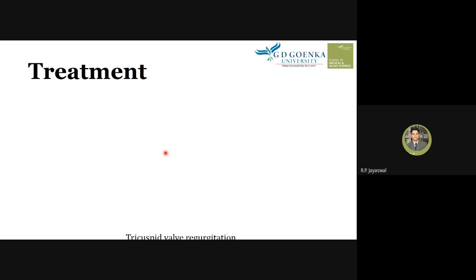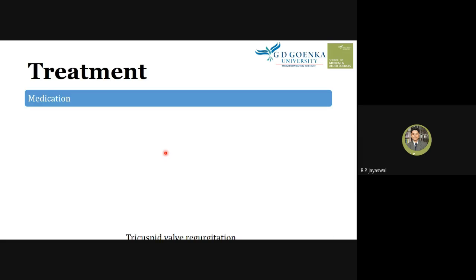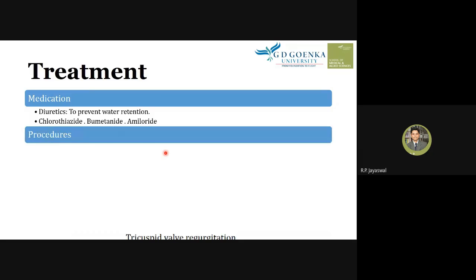What are the suggested treatments for this regurgitation? Medication can be one of the first priorities, where diuretics are usually prescribed. Diuretics are medicines which prevent water retention in the body, and examples of diuretics are chlorothiazide, bumetanide, and amiloride. These are the diuretic medicines which can be given to the patient.